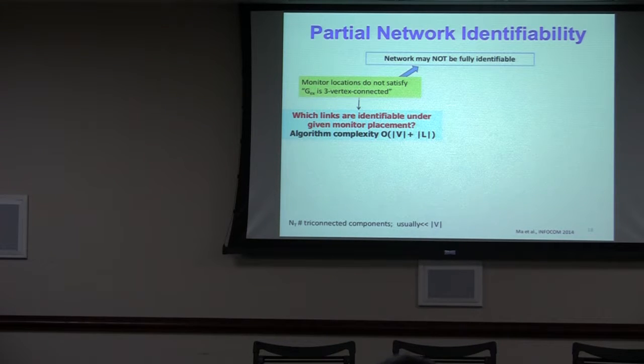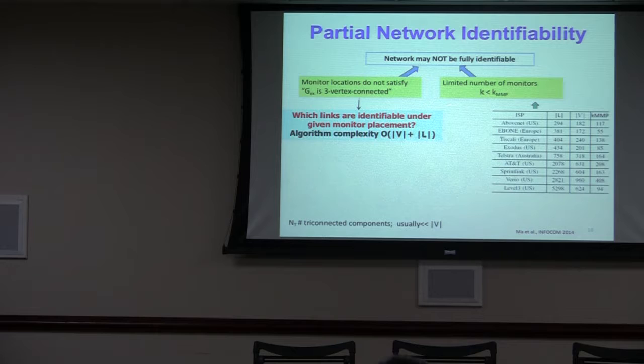Again, as you'd expect given what we did before, it's based upon decomposition of the graph into biconnected and triconnected components. For each triconnected component, you look to see whether it has inner virtual monitors or real monitors. If it does, you can identify its links. You can do this recursively and figure out all the links that you can identify, and the complexity is again linear.